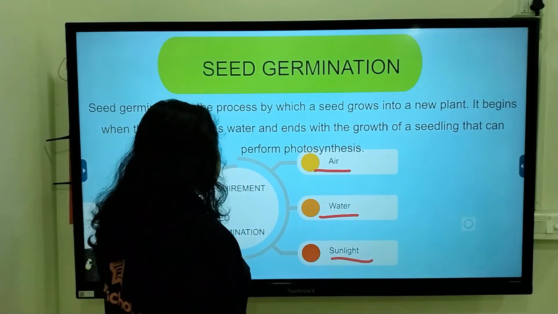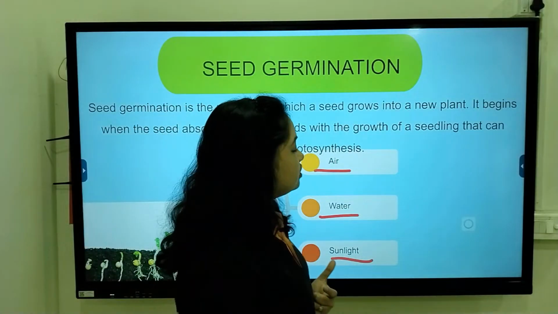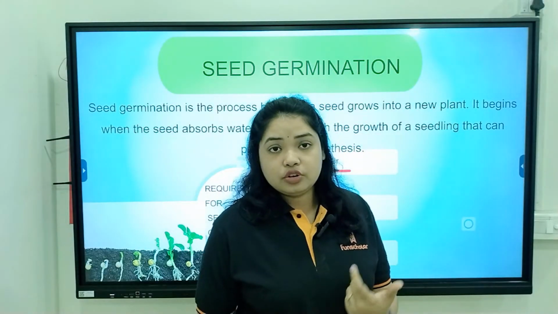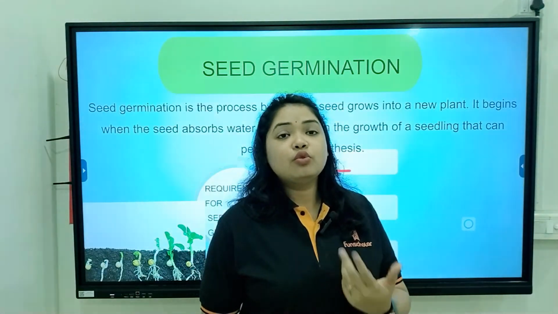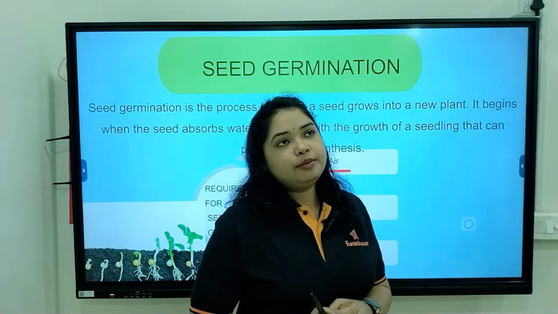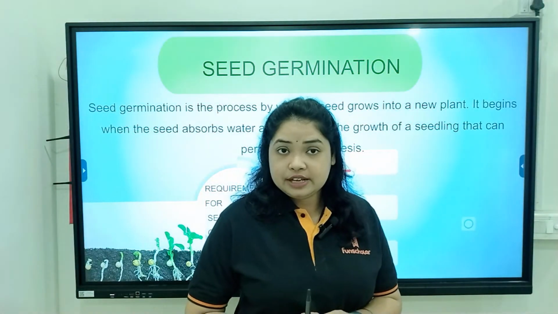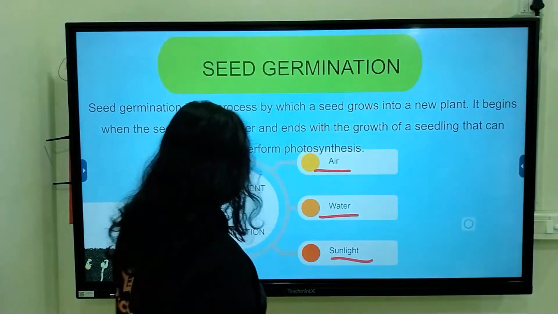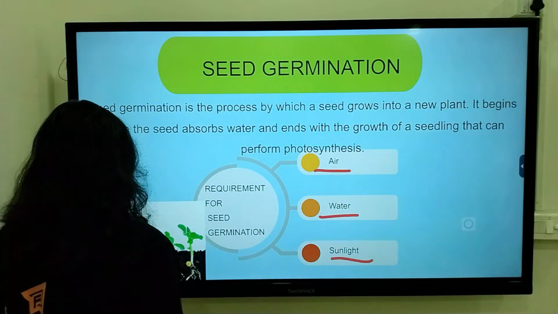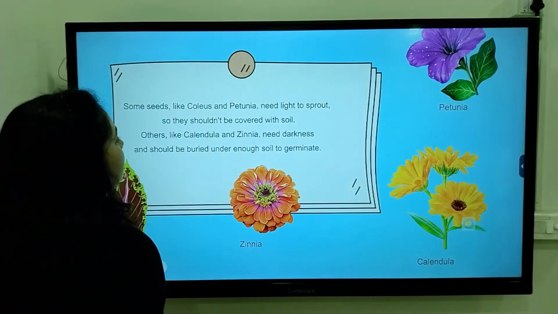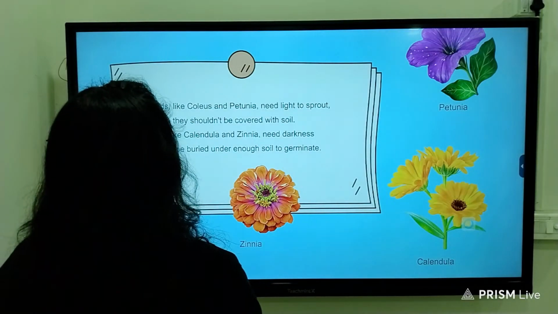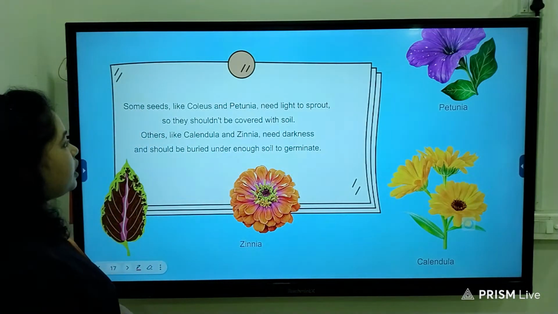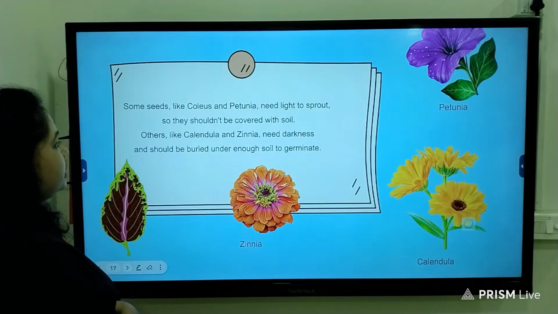Sunlight is also necessary for seed germination, and when the seedling is prepared to cook its own food with the help of its newly formed leaves, then sunlight also helps in the process of photosynthesis. Now some seeds like coleus and petunia need light to sprout. So they shouldn't be covered with soil.